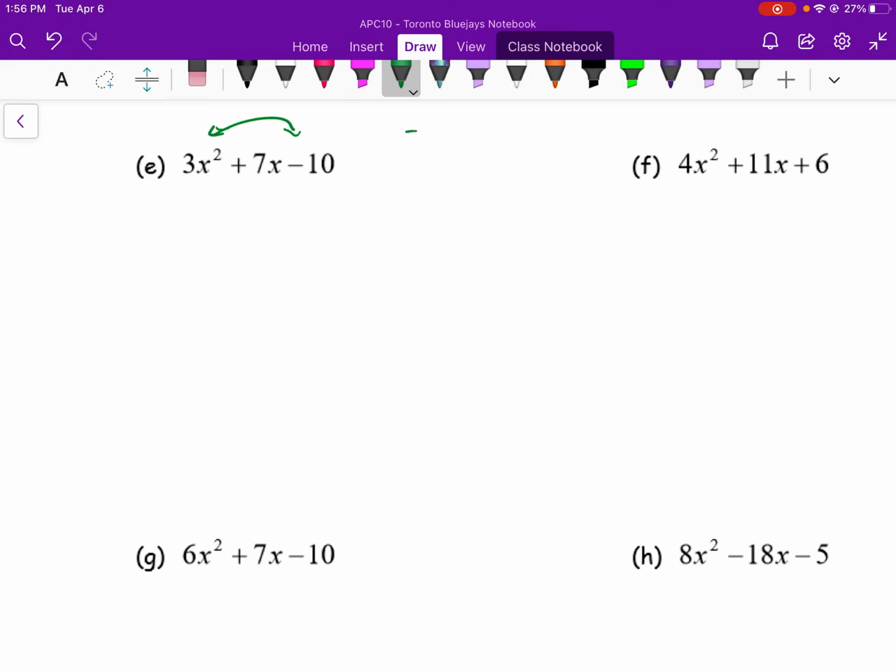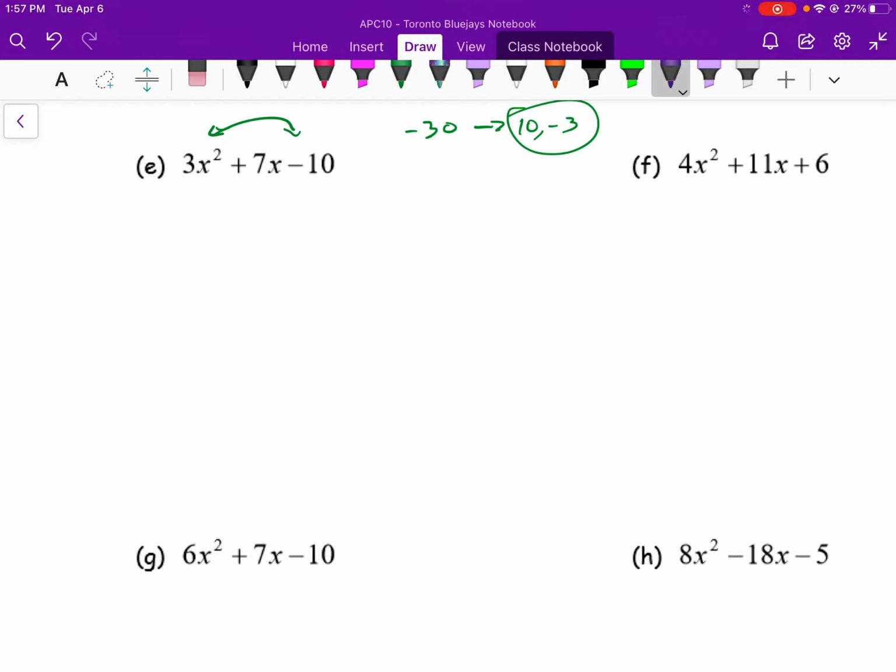I'm going to multiply A and C and put negative 30. What two numbers multiply to negative 30 but add to 7? What two numbers multiply, the product is negative 30, but add to positive 7? That's right, these two numbers. There we are, 10 and negative 3.